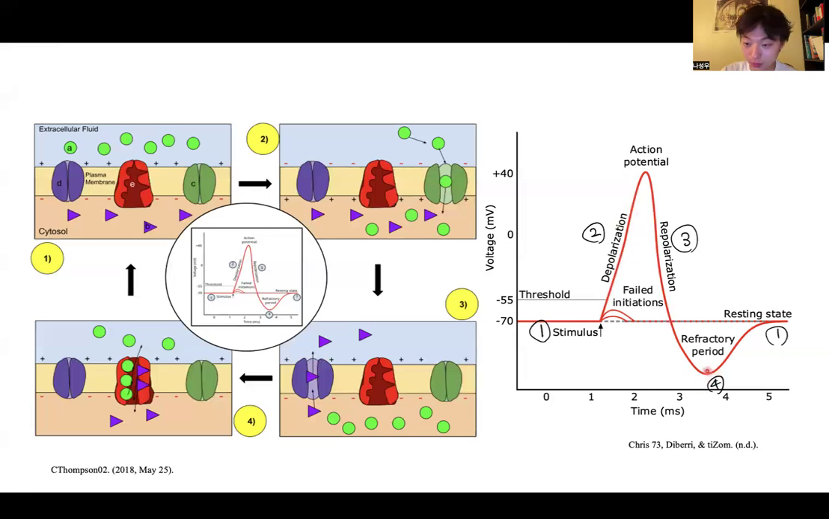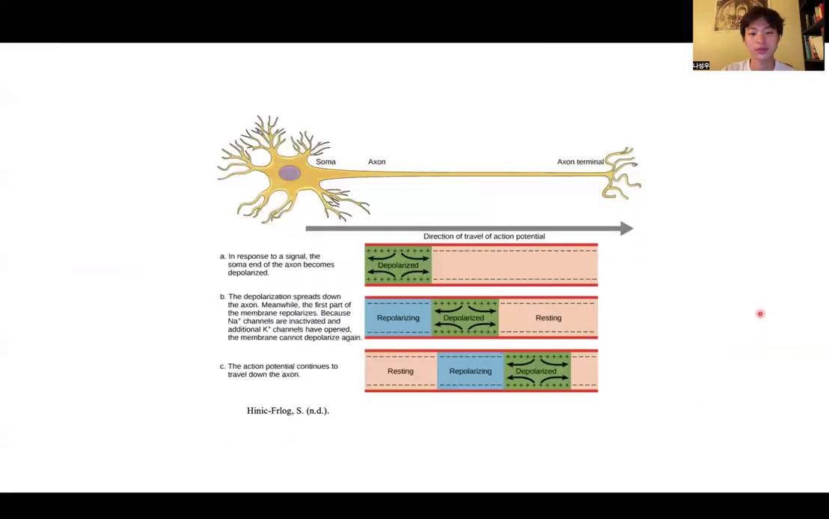The reason there's a more hyperpolarized state right here is due to the potassium going out. Potassium doesn't shut down as fast as the sodium channel. It gradually shuts down. So the leftover potassium diffuses away, making a more hyperpolarized state. After the potassium channel is shut down, the sodium-potassium pump will make the resting state again. That regulates the net charge.